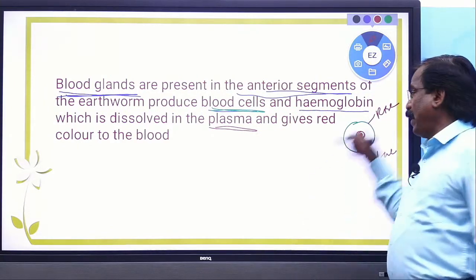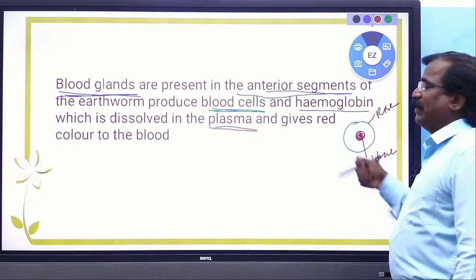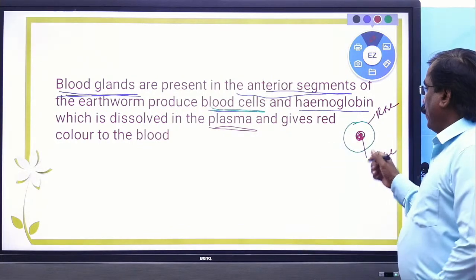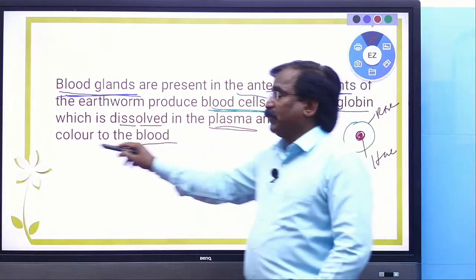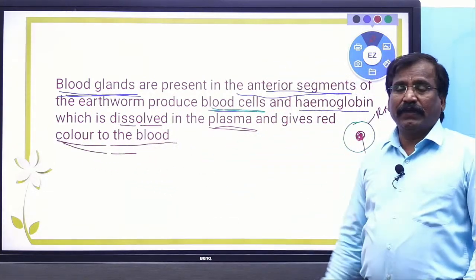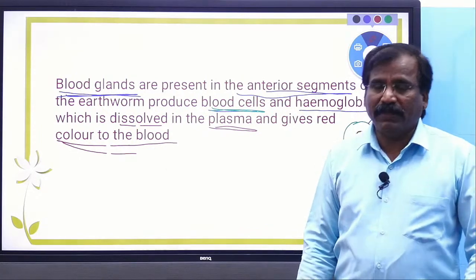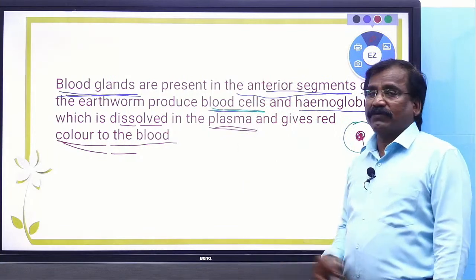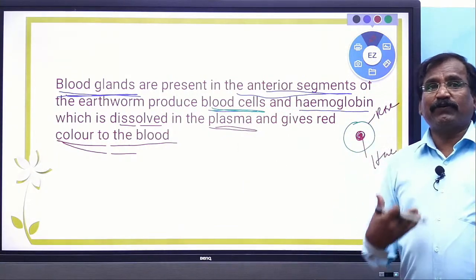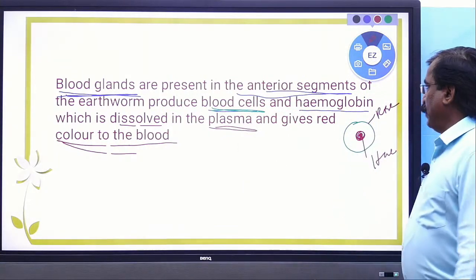In human beings, hemoglobin, that pigment, is packed inside the RBC. But here, it is dissolved in the plasma. That is why the color of the blood in earthworm is red, because of the presence of hemoglobin. So we also possess that pigment, namely hemoglobin.